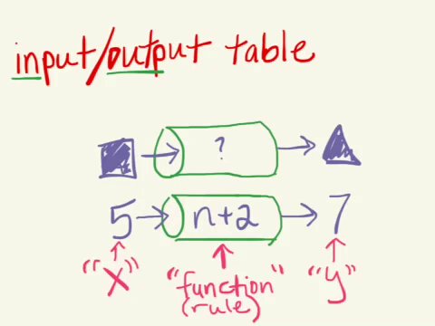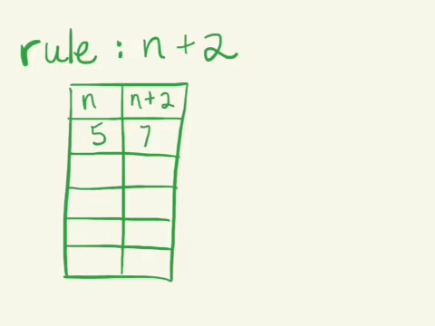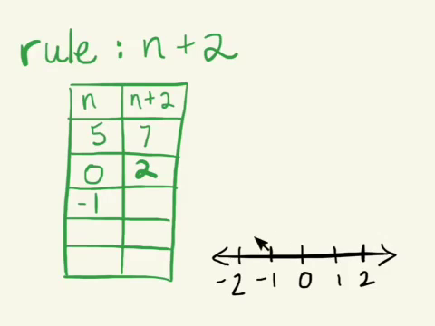Now we can use a table to keep track of what's going on with x and y for a certain function. So what if it was n plus 2? We could create a table to keep track of that. And we could try out different numbers for n and see what happens. So if n was 0, n plus 2 would be 0 plus 2, which would be 2. If n was negative 1, which on a number line would be right here, n plus 2, 1, 2, would be positive 1.